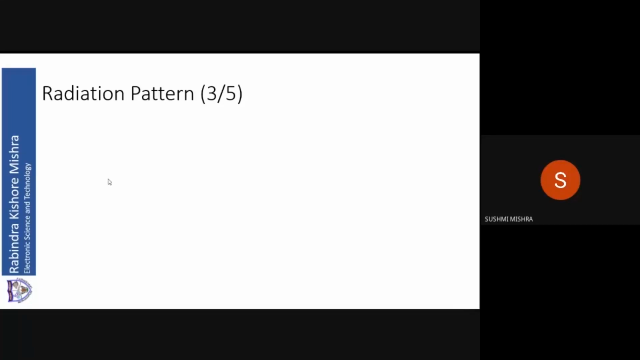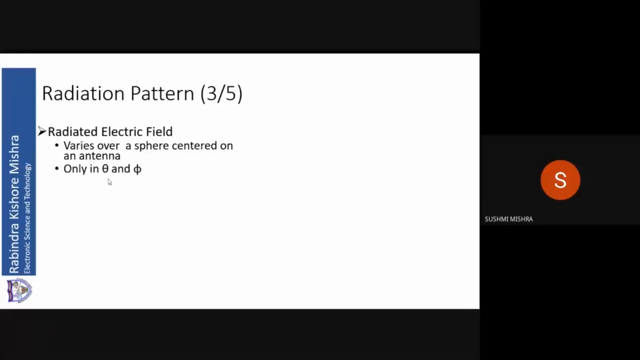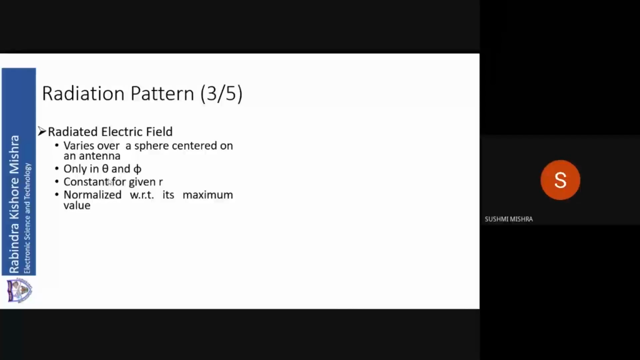That is more convenient. Now let us look at something into the radiated electric field. In the radiation pattern, we are looking at a radiated electric field. What is it? It varies over the surface of the sphere centered on an antenna and it is independent of R. It is dependent on theta and phi only. It is constant as long as R is constant. This is normalized with respect to its maximum value when we are plotting.